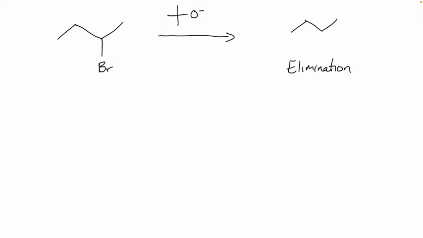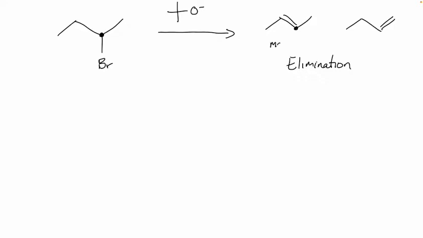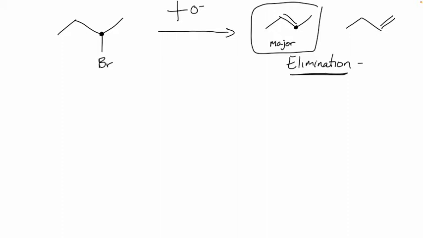And in particular, you would get it on the more highly substituted carbon, right? So we'd have two choices. The carbon at the base of my halogen has to be involved in my double bond, right? But I could have one where it's on the end, or one where it's in the middle. And again, the major product is going to be the more highly substituted alkene, right? So elimination equals alkene.